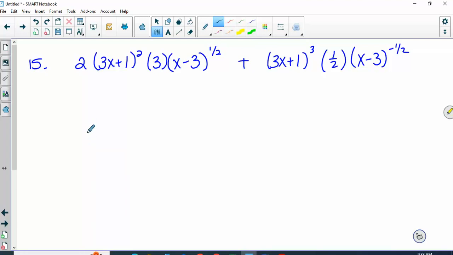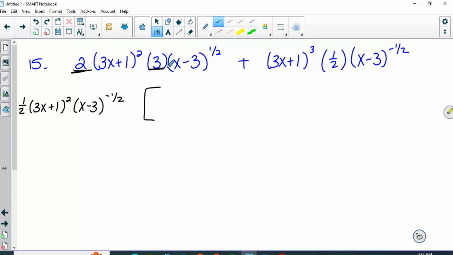All right, so number-wise, this has a 2 and a 3, so that's like a 6. This one has a 1/2, so you could take out a 1/2 if you chose to. You didn't have to. Either way, you'll get to the answer. But we definitely have to take out a 3x plus 1 squared and an x minus 3 to the what power? Negative 1/2. I'm going to go ahead and take out the 1/2 this time. I'll plot fraction just because I did the other one the other way, but you didn't have to do it like this.